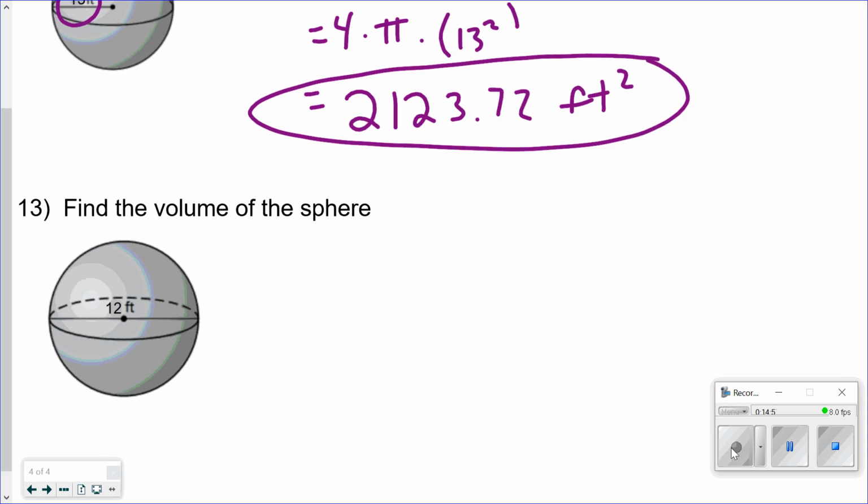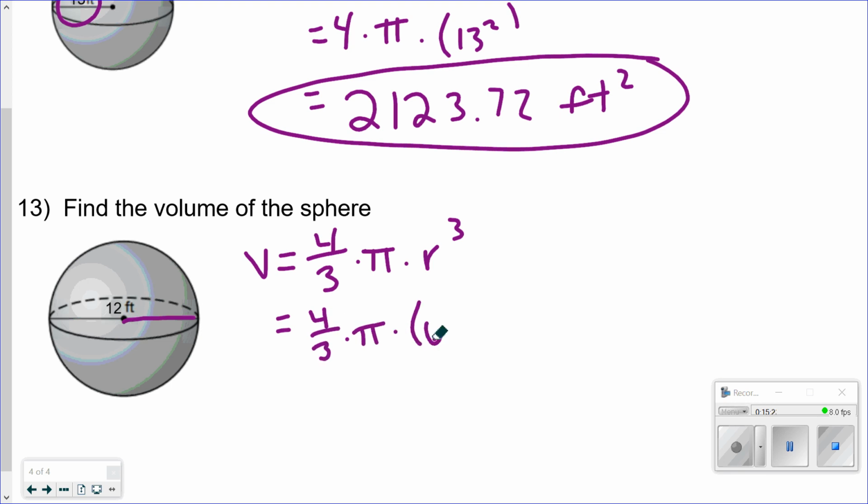And number 13, find the volume of a sphere. The volume of the sphere is 4/3 times pi times r cubed. We have to be careful with this one because we need the radius, but it tells us our diameter. So what is half of 12? It would be 6. So 4/3 times pi times 6 cubed. You plug that right into your calculator, and the volume would be 904.78 feet cubed.